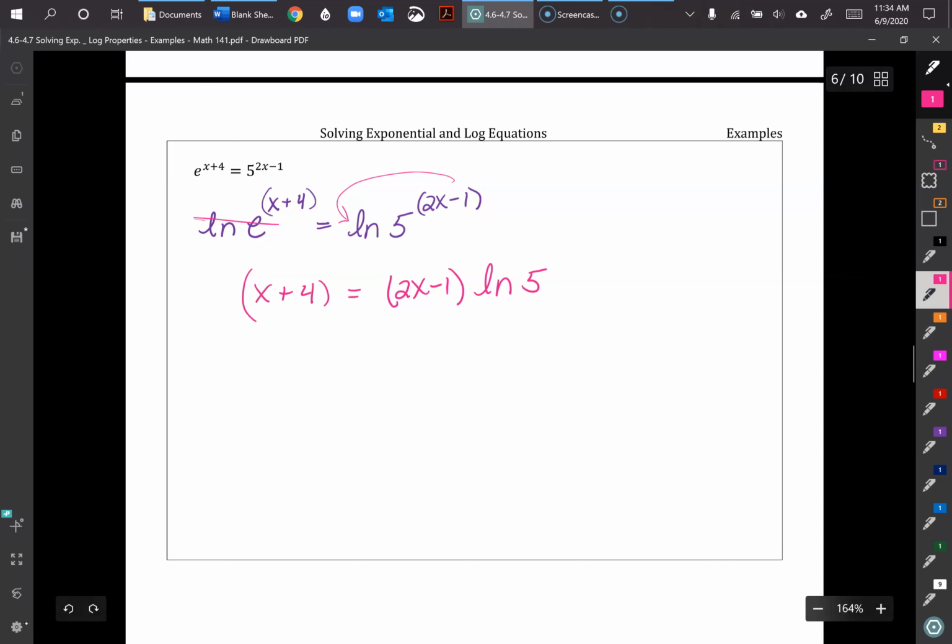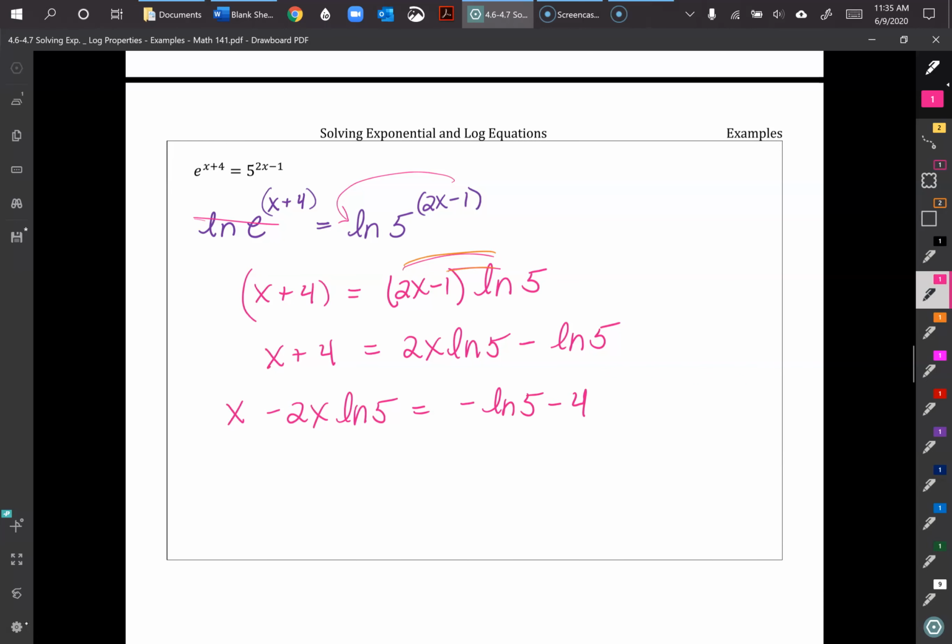And now I'm going to have to distribute just like I did in that other problem. There was a similar one. So I'm at the point where I leave this x plus 4. That doesn't need to be in parentheses right now. And then I have 2x times ln 5. And then it's a minus ln 5. Okay. Now we need to collect my x stuff to the one side. x minus 2x ln 5 equals minus ln 5 minus 4.